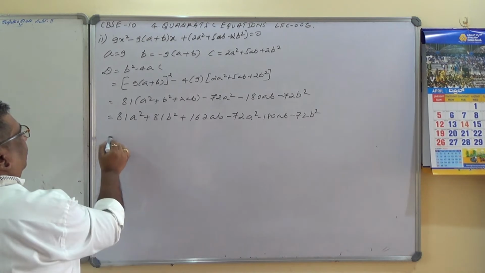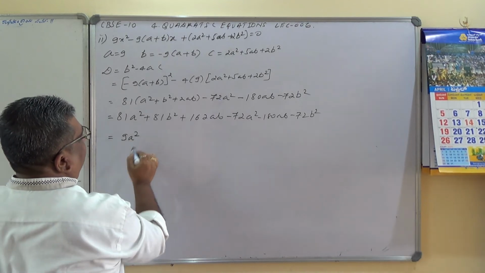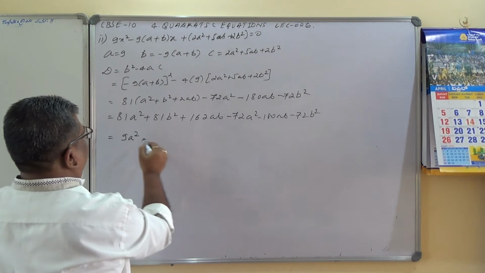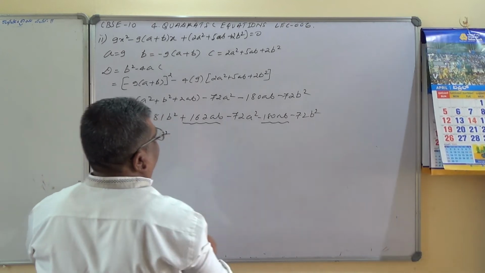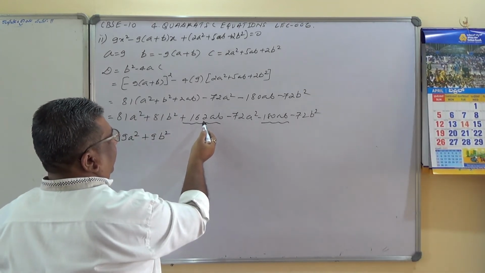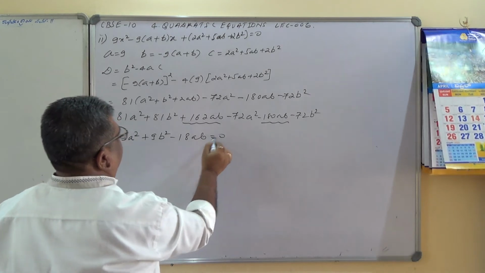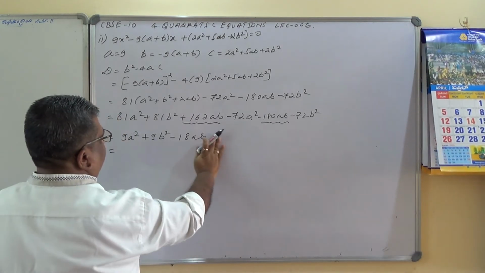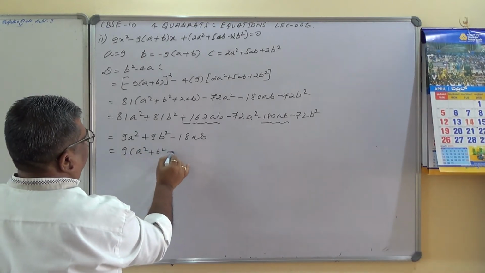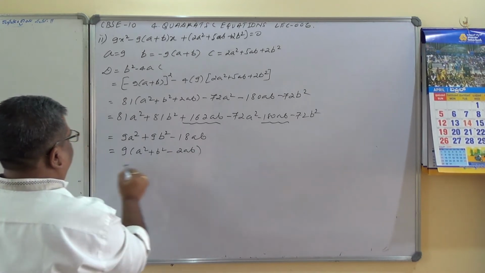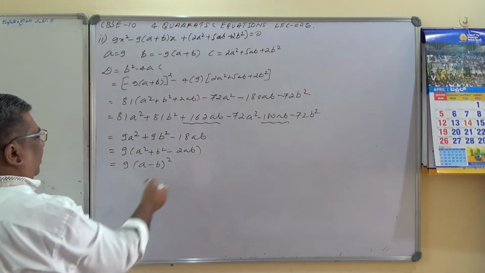Correct? Which equals 81a² − 72a², that is 9a², 81b² − 72b², that is 9b², and 162ab − 180ab, that is −18ab. Take common here. What is common? 9 is common: 9(a² + b² − 2ab), which is 9 times (a − b) the whole squared. So we have got D equal to this.